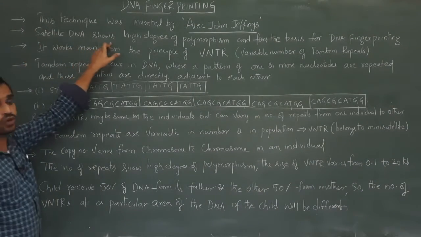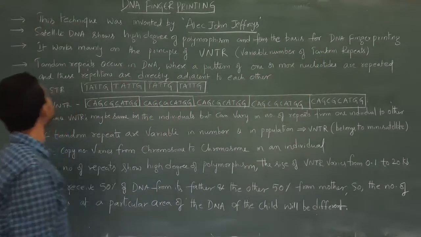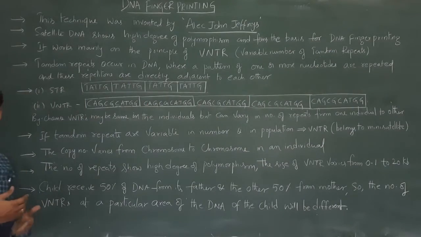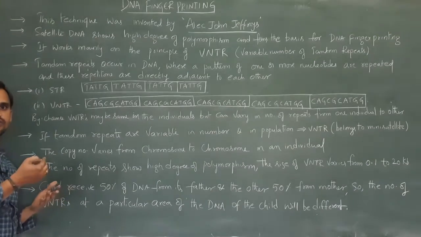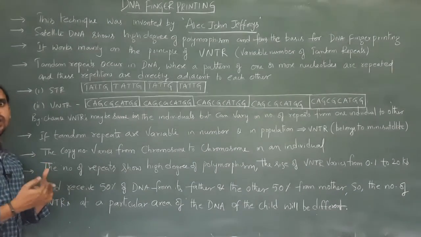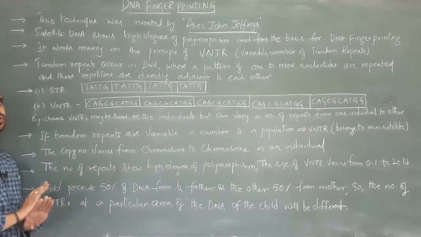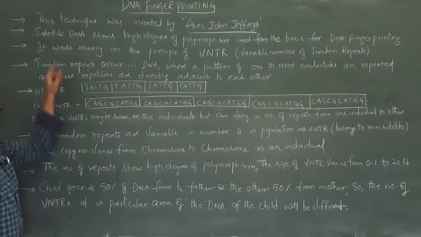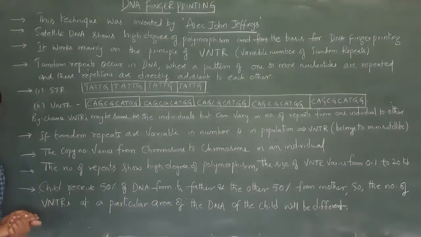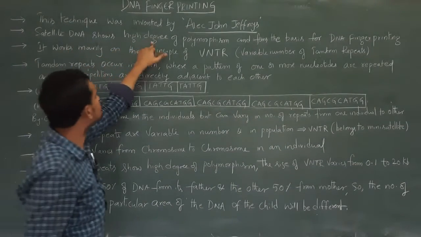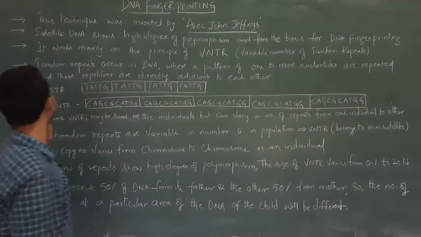Next, satellite DNA shows a high degree of polymorphism and forms the basis for DNA fingerprinting. So what is satellite DNA? Highly repetitive DNA is called satellite DNA. In the genome, a short stretch of DNA is repeated many times. That is called satellite DNA. Satellite DNA does not code for any proteins. Satellite DNA shows a high degree of polymorphism. Polymorphism is nothing but variations in the DNA.